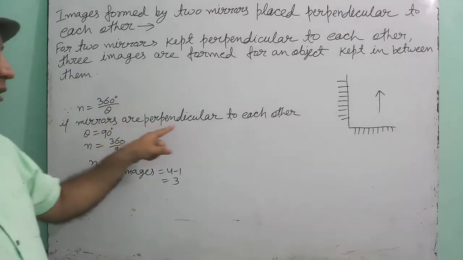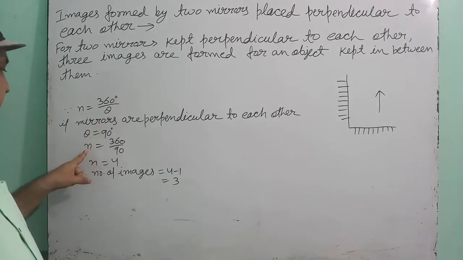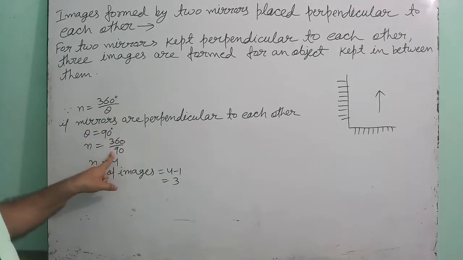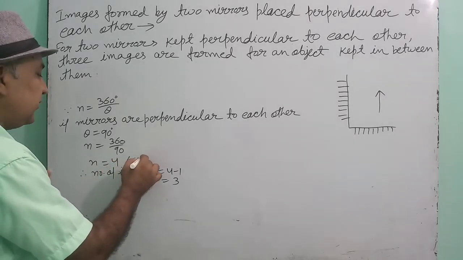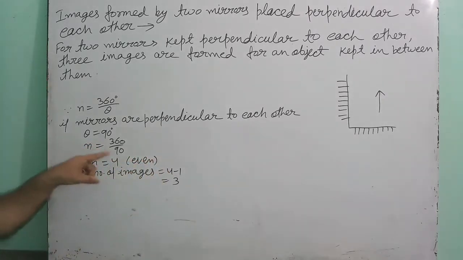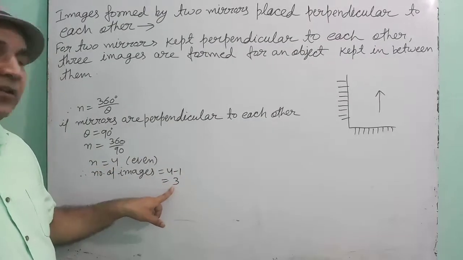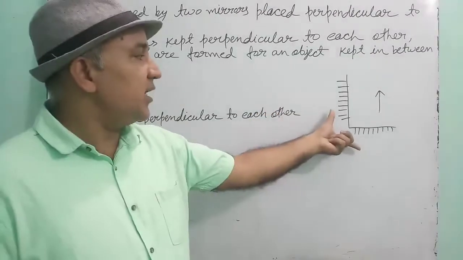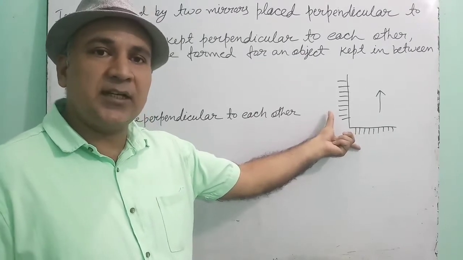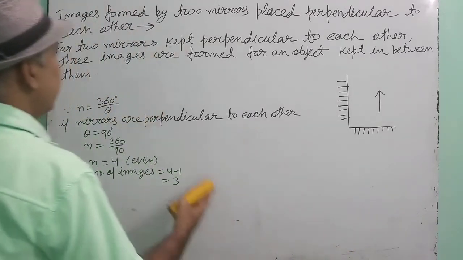If mirrors are perpendicular to each other, theta is equal to 90 degree. That means n is equal to 360 upon 90, means n equal to 4. You can say that it is even. If n is even, then number of images will be 4 minus 1, that is 3. Understood? If two plane mirrors are kept perpendicular to each other, then 3 images will be formed. Okay? Now we will see uses of plane mirrors.